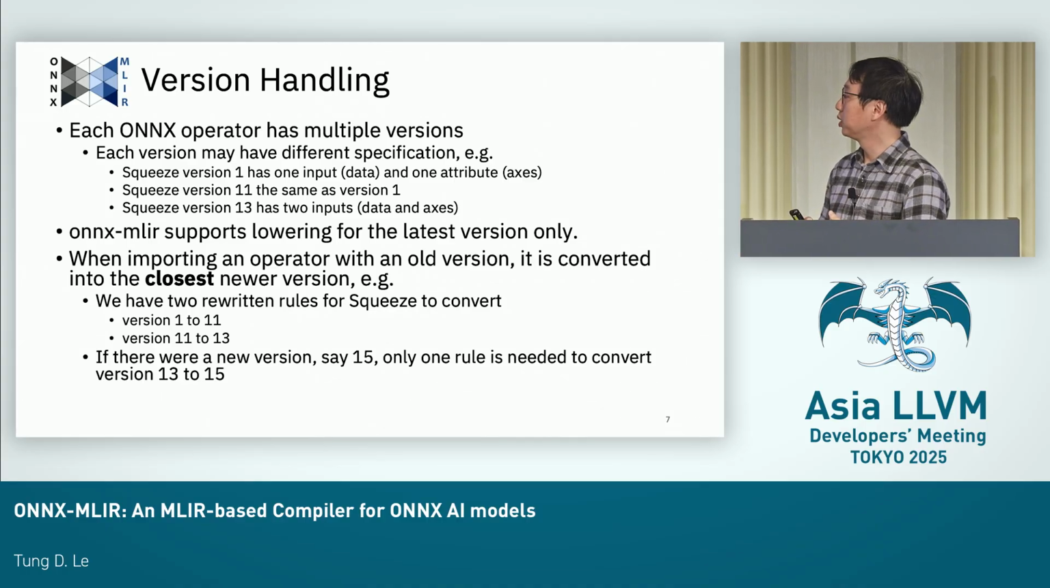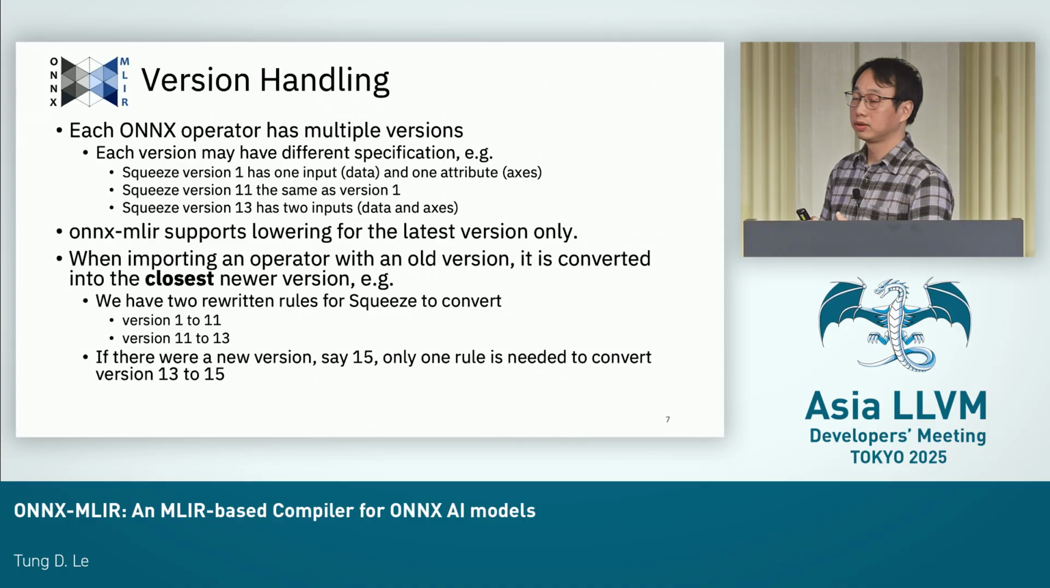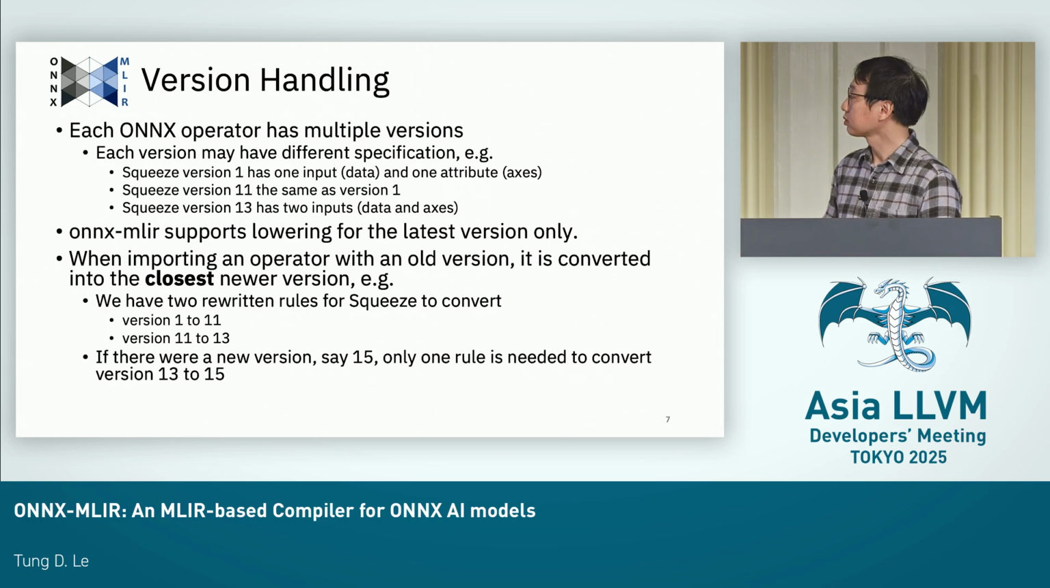For example, here we have 2 rewrite rules for Squeeze to convert version 1 to 11, and then 11 to 13. So later, if ONNX adds a new version, say 15, we only need one rule to convert version 13 to 15.